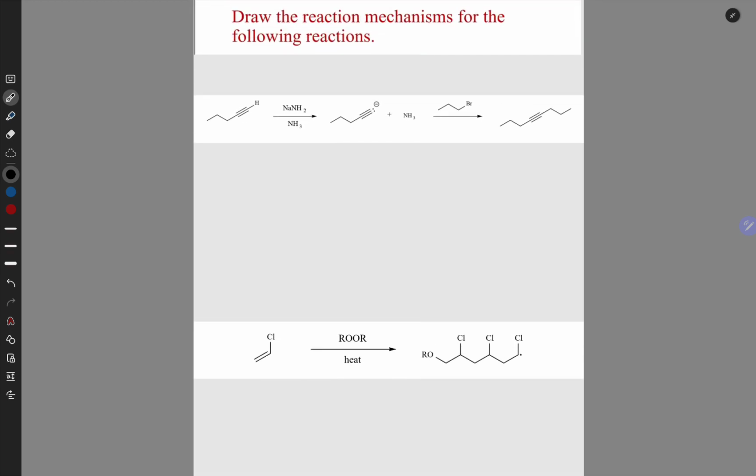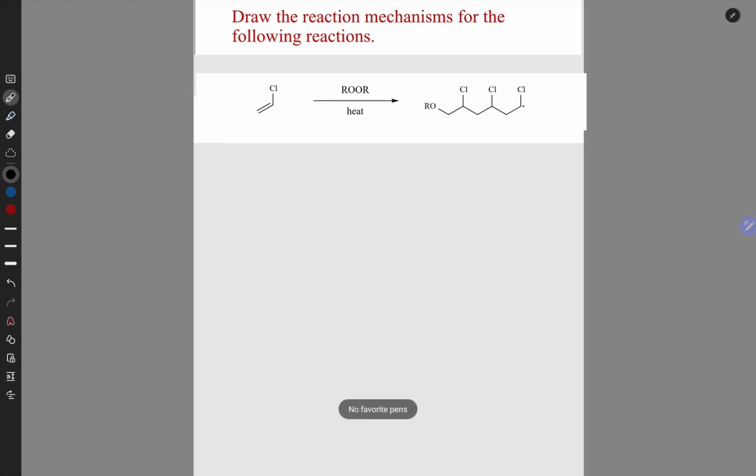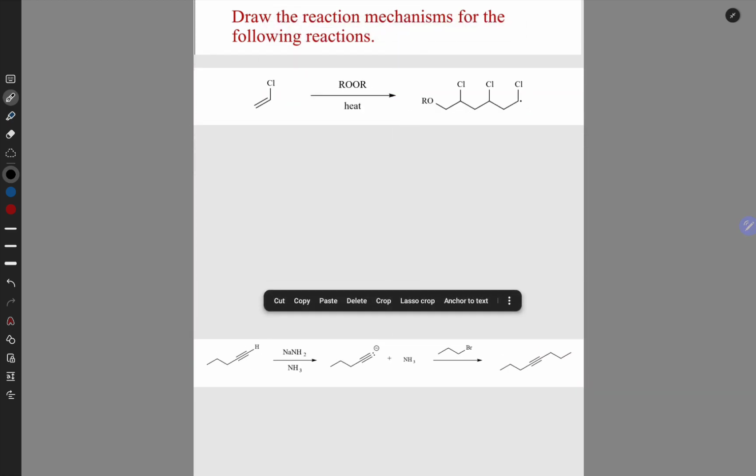Okie dokie. So last but not least, we have two more. This mechanism right here is pretty important. I believe this is number 13 on our chart. This one's number 12, and this one's number 13. Kind of in reverse order. Why don't we start with this one, just to keep things orderly, and move these down here.